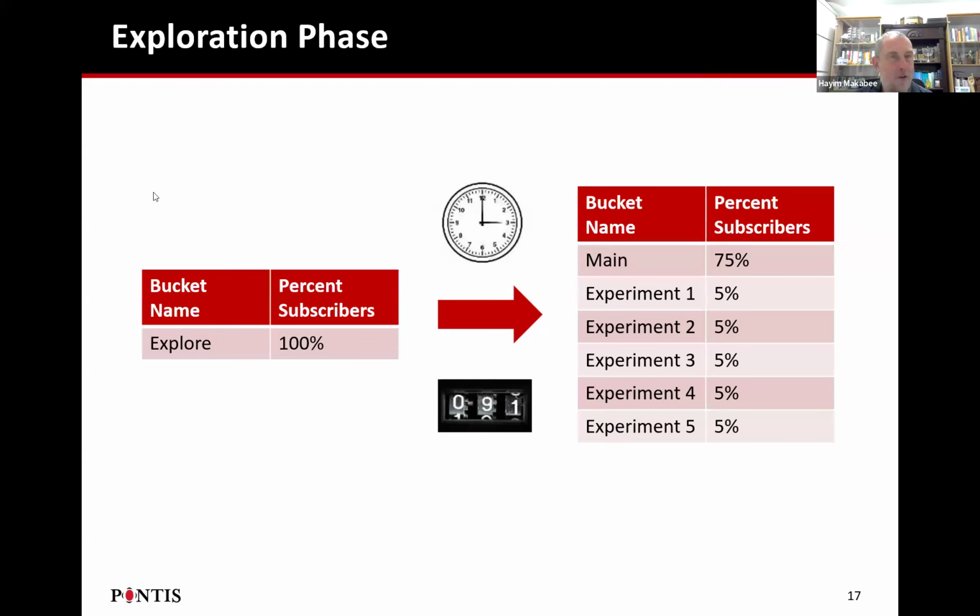So you have a bucket name, percentage of subscribers, okay? And then I migrate to this dynamic configuration. Okay, so this is on the left side. All the users are using the same model. And then here I have several models. When do I make this migration? When I have enough data.